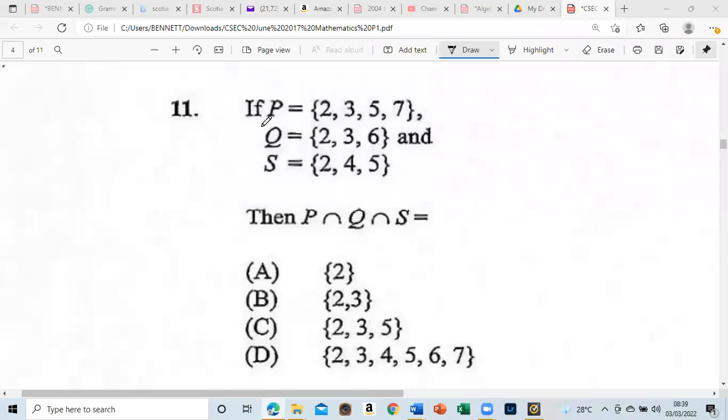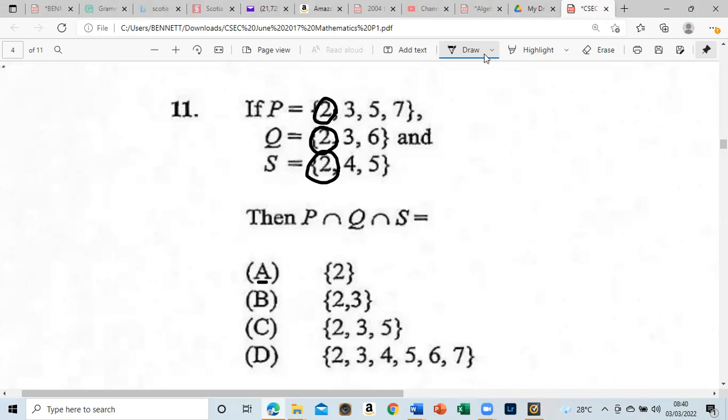Alright, so number 7 says P is equal to 2, 3, 5, 7, 2, Q is equal to 2, 3, 6, and S is equal to 2, 4, and 5. Then P intersect Q intersect S is equal to, now intersect means and, so it's just asking us to find the one that is in all 3, and that would be 2. 2 is the only number that is common to all 3. So number 11 is A.